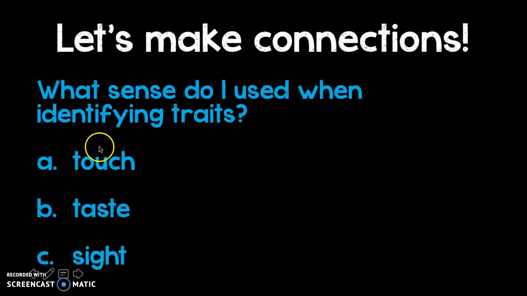How about this one? What sense do I use when identifying traits? Did you use your sense of touch, your sense of taste, or your sense of sight? Go ahead and tell me. You're right. You used your sense of sight. We looked at the pictures to compare how they were similar and what traits they had that were the same.